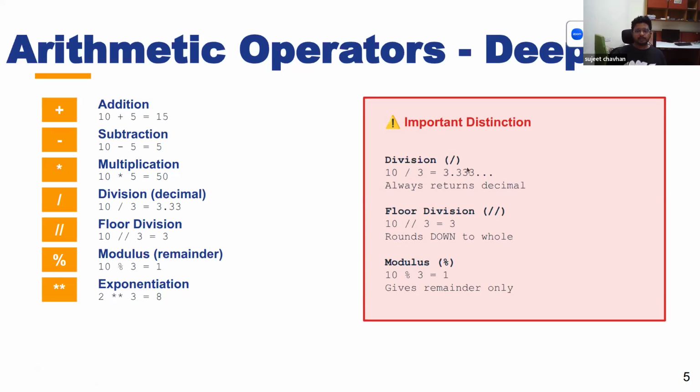Okay. So there are some important distinctions here. Division operation always returns decimal. This is a floor division. So this rounds down to whole. Whatever there is after the point, that will just be cut off. Modulus gives remainder only. Are these clear?